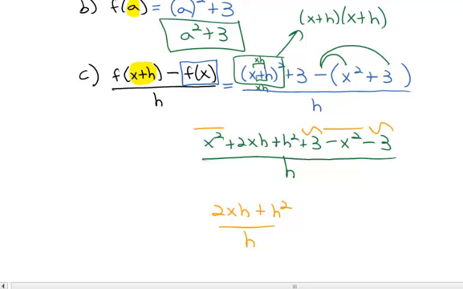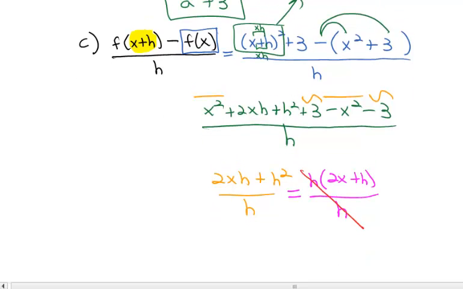Instead, what we're going to do is we have to first, to reduce this fraction, factor out the GCF of h. 2x plus h all over h. And now that the h is multiplied, it's a factor. Now we can cross it out. And that's going to leave us with our final answer of 2x plus h.